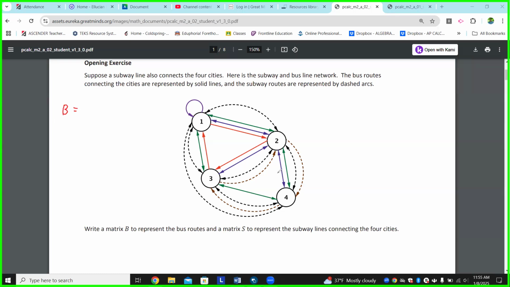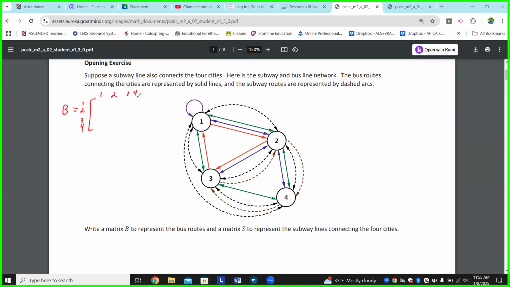All right, so we have 4 cities, so we'll do a 4x4 matrix. If it helps for you to write out 1, 2, 3, 4 here, 1, 2, 3, 4 here, by all means do that. There is nothing wrong with that, just so you can see what city you're going from.